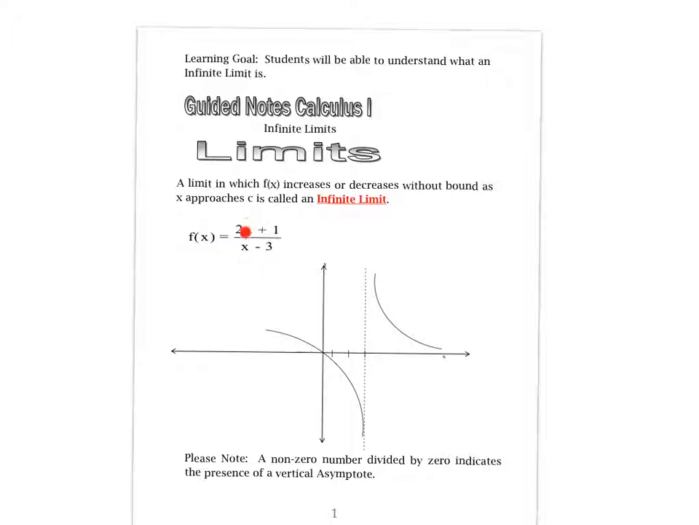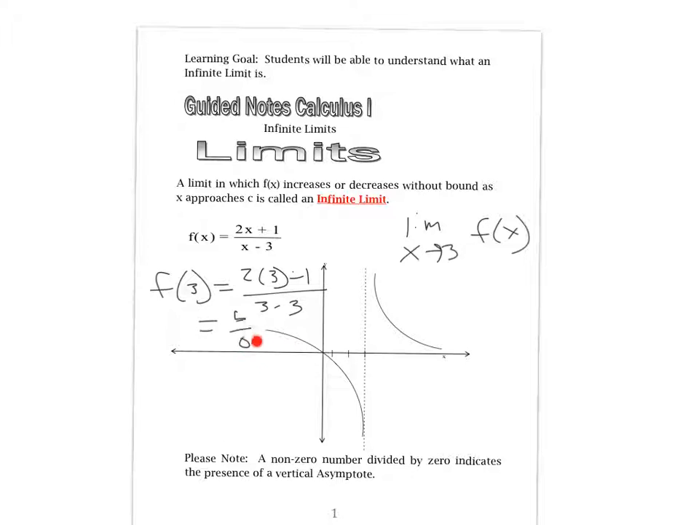So here, if we did the limit as x approaches 3 of f of x, what would that be? Well, we can't just plug it in, because f of 3 equals 2 times 3 plus 1 over 3 minus 3. We would end up with 6 minus 1, which is 5 over 0. So we can't evaluate the limit this way, but what we do know is that anytime we have a number over 0, we have a vertical asymptote at that point. That means it's going either down to infinity or up to infinity.